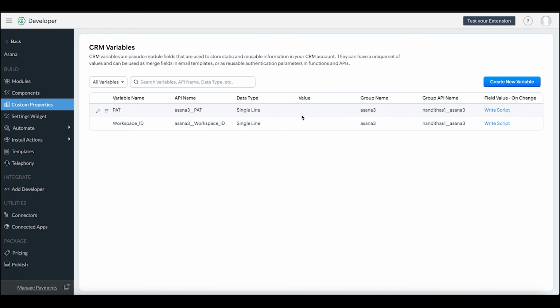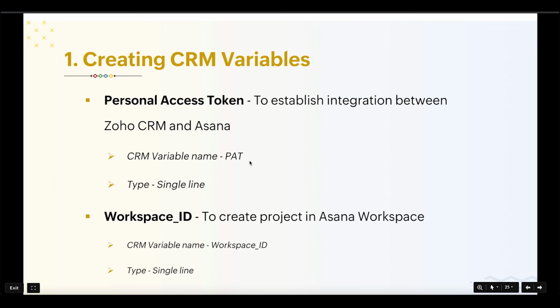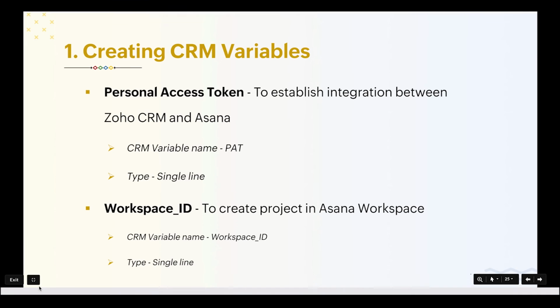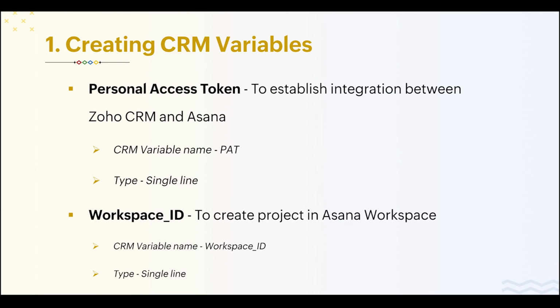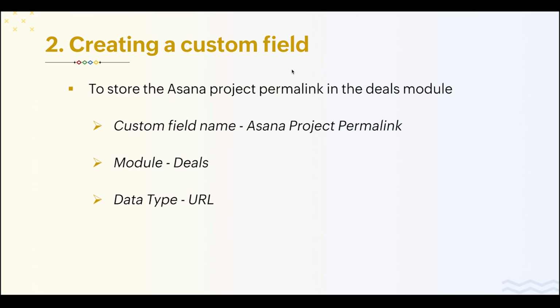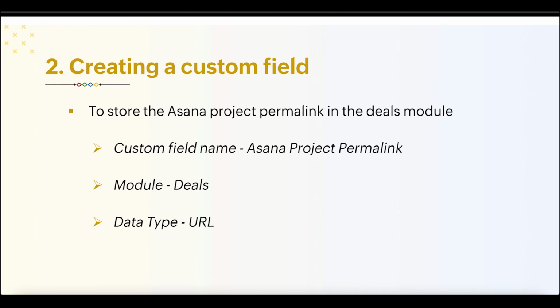The next component that we will require is creating a custom field. So let me go back to my presentation. The second component is that we are going to create a custom field called Asana project permalink in the deals module with the data type as URL. This is the custom field where the URL for the project that is going to be created in Asana is going to be updated, right? So let's go back to our extension developer console.